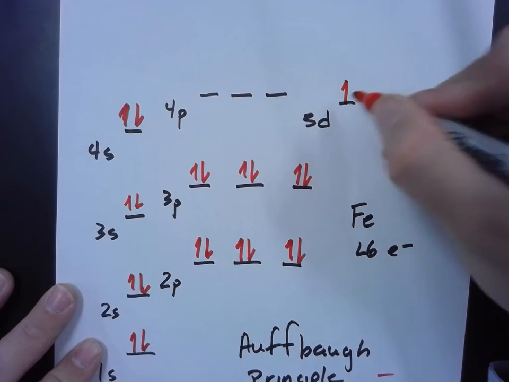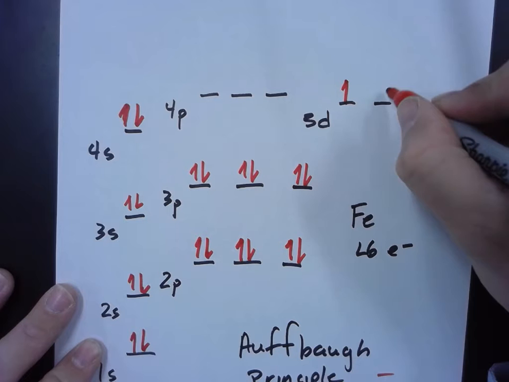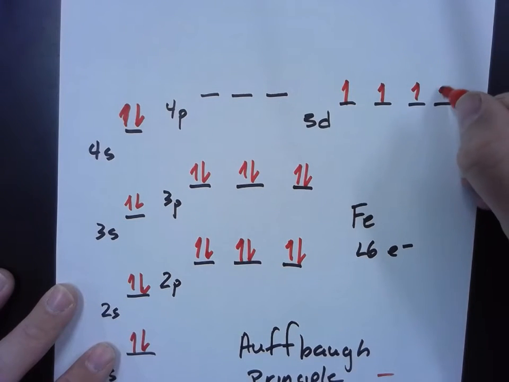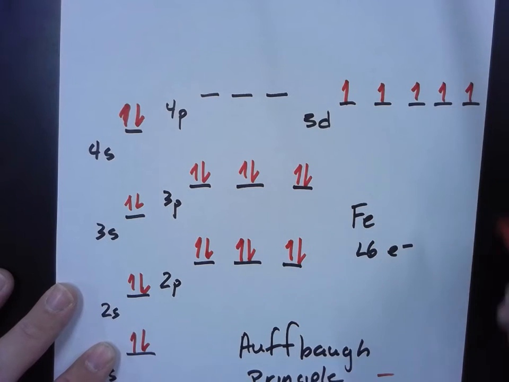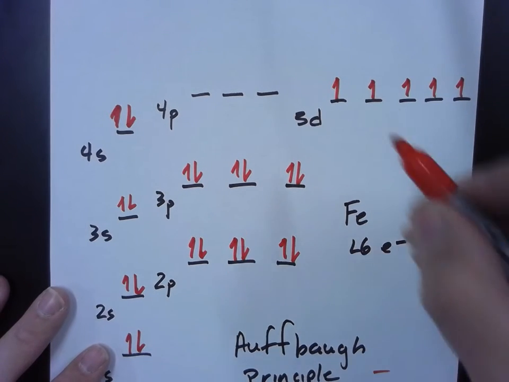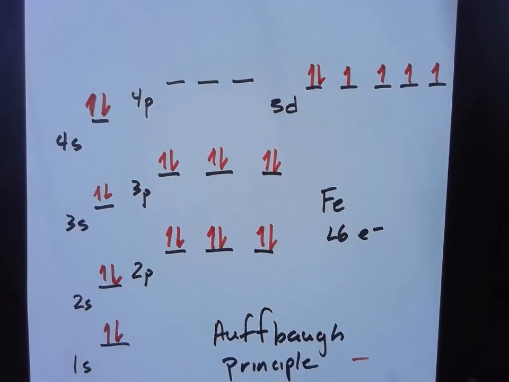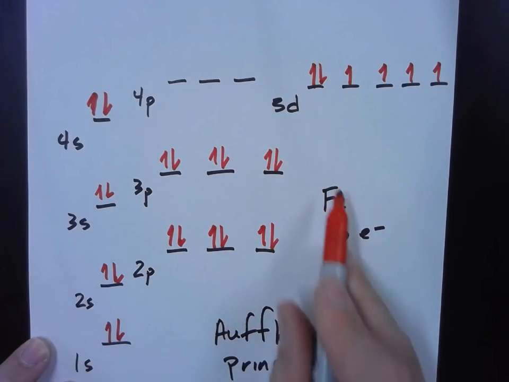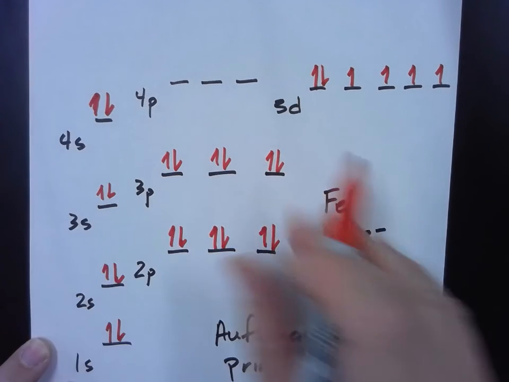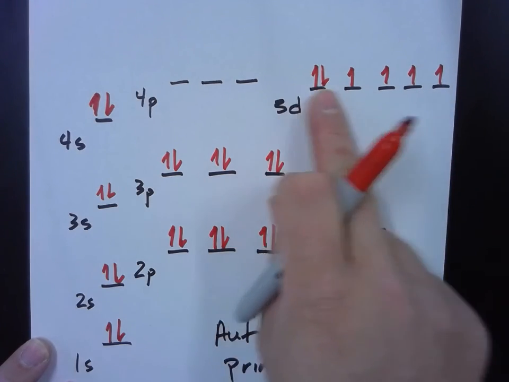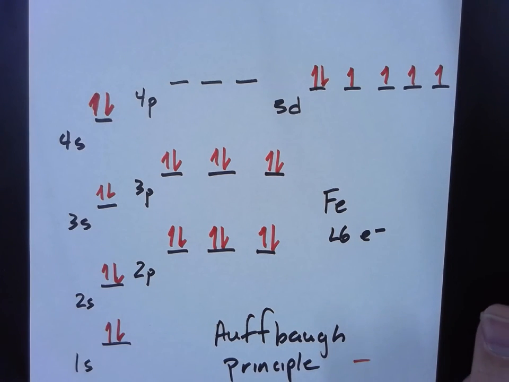21, 22, 23, 24, 25, and now you can double them up, 26. Okay, so even though I put in 2 at a time like that, I knew that this was going to be filled up. You have to put them in singly first, okay, and then you can double them up. Then you can double them up.